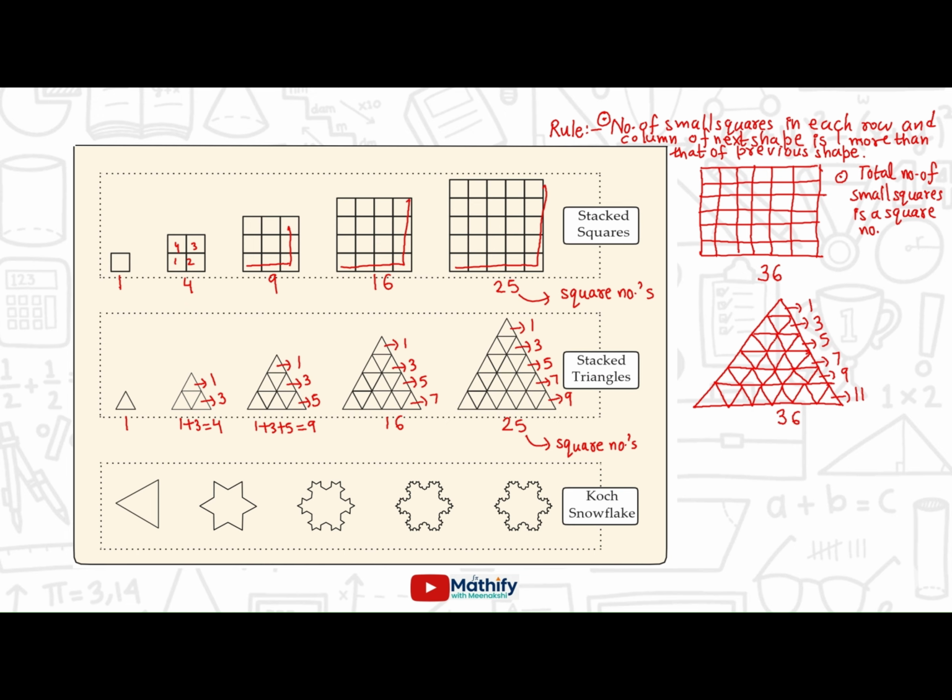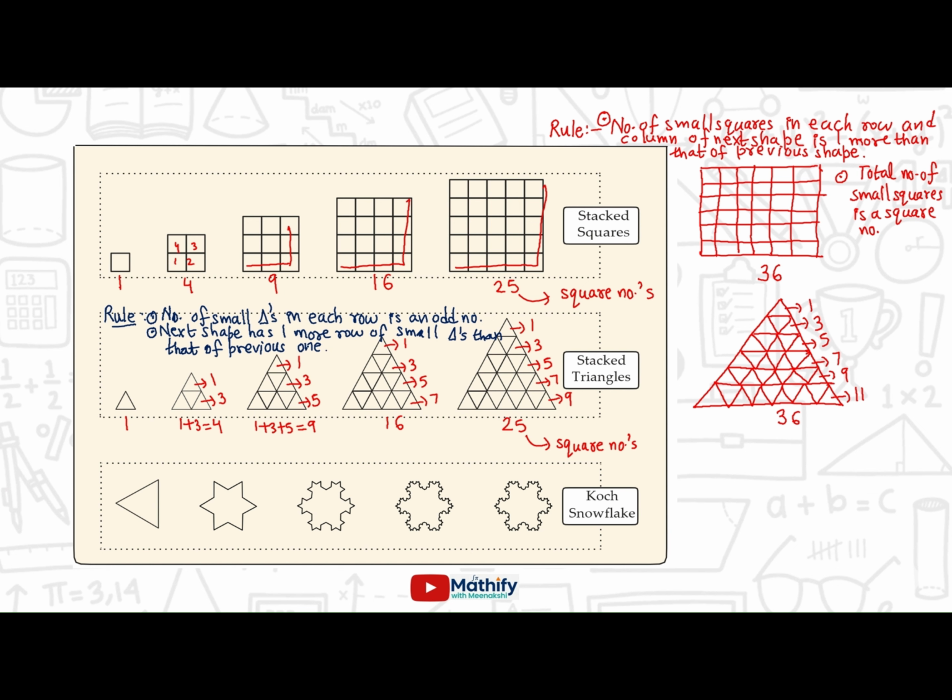The next square numbers. So what is the rule here? The number of small triangles in each row is an odd number. As you can see, in the first row 1, then 3, then 5, then 7, and so on. So that means the next shape has one more row of small triangles than that of the previous one.